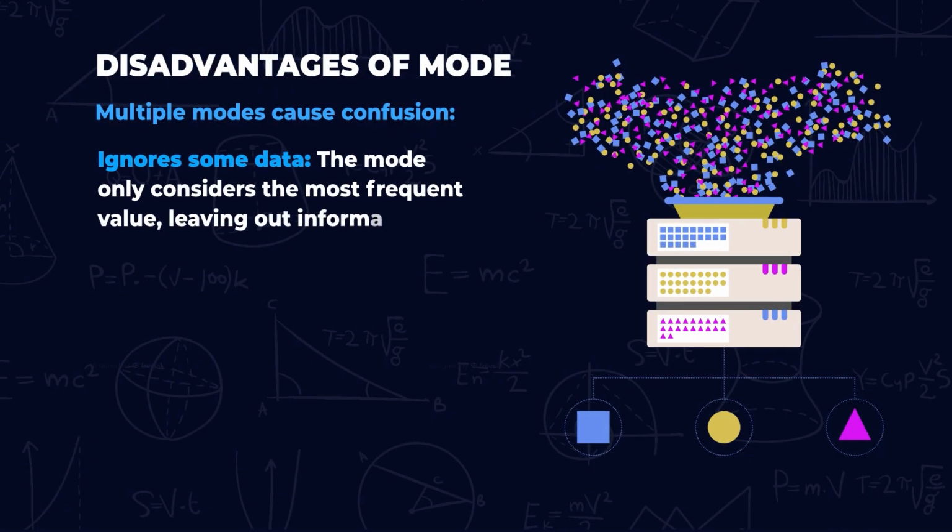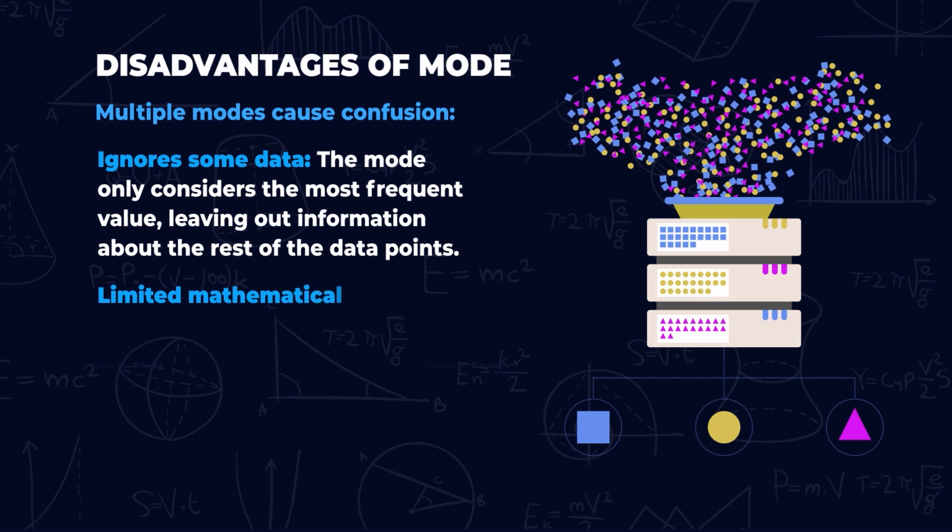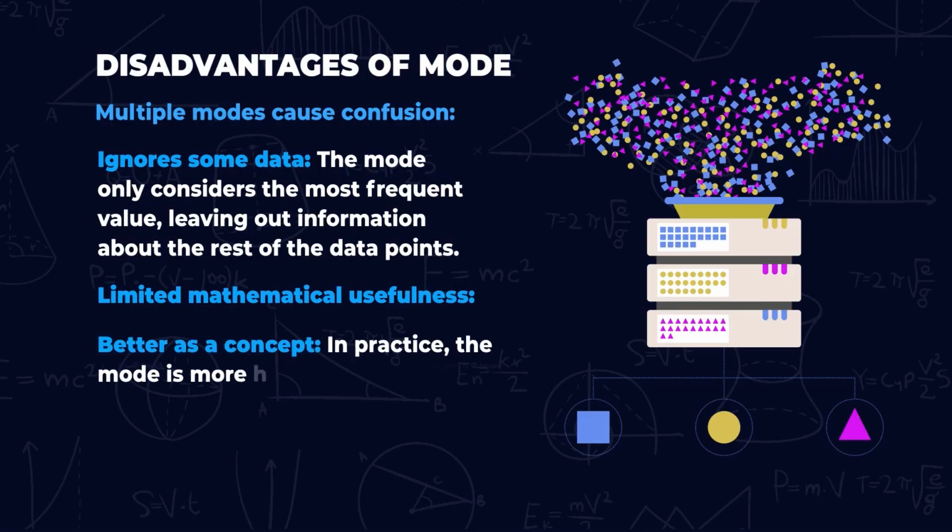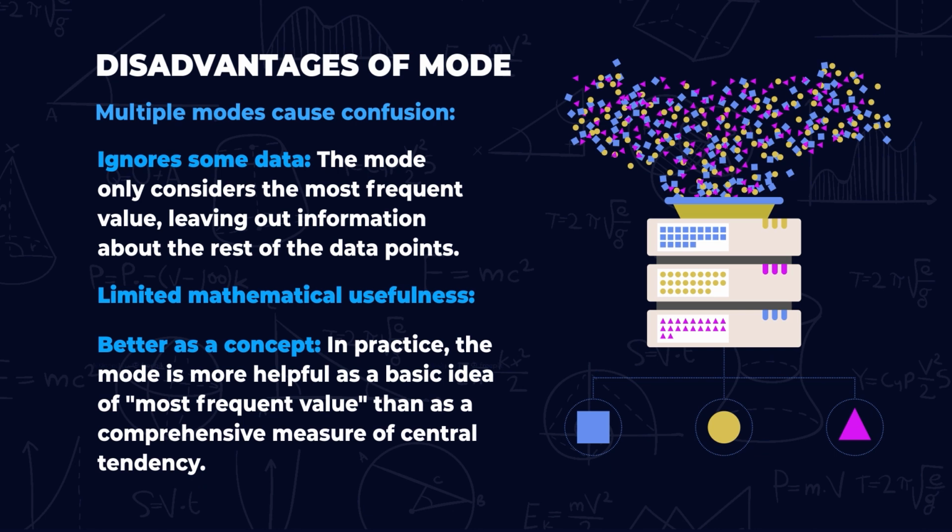Second, it ignores some data. The mode only considers the most frequent value, leaving out information about the rest of the data points. Third, it has limited mathematical usefulness that makes it less practical for in-depth analysis. In many cases, it is considered as a concept. In practice, the mode is more helpful as a basic idea of the most frequent value than as a comprehensive measure of central tendency.